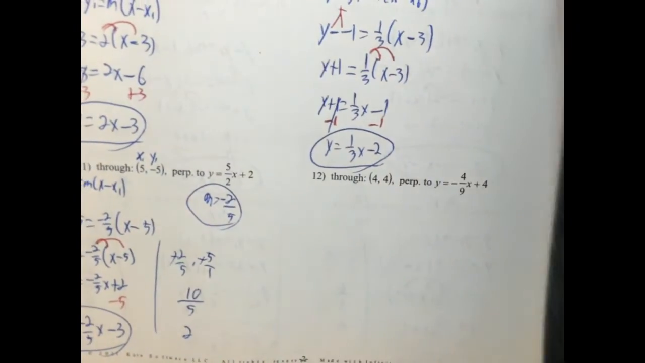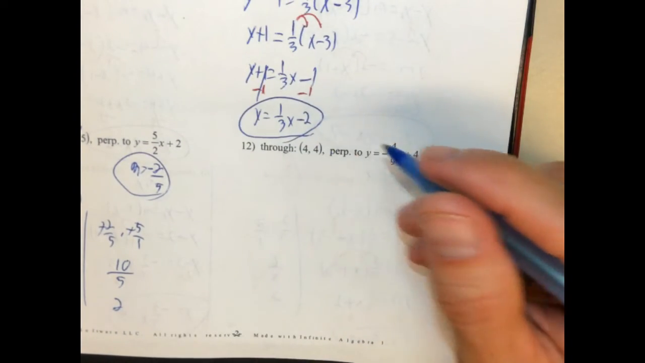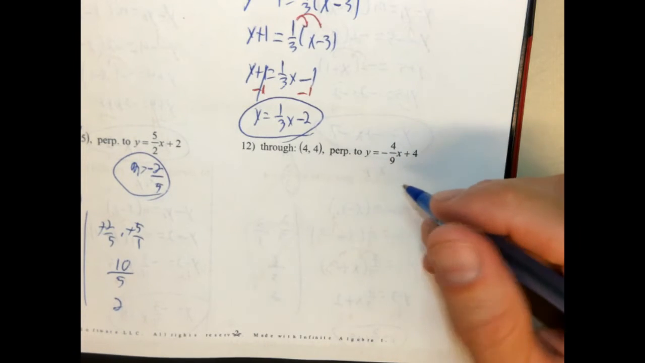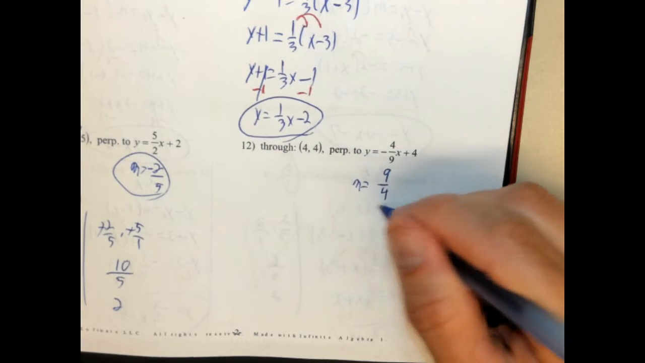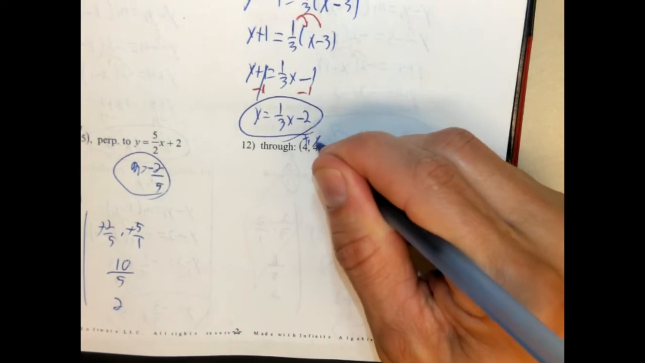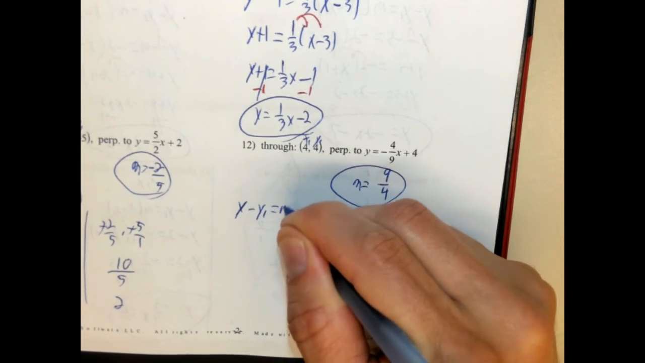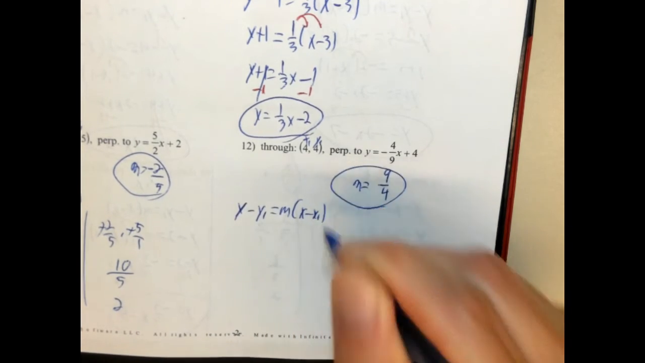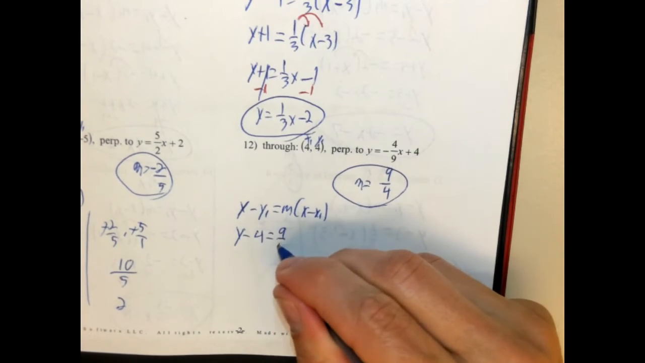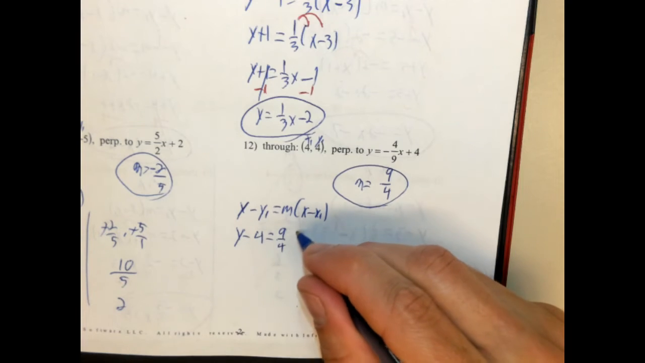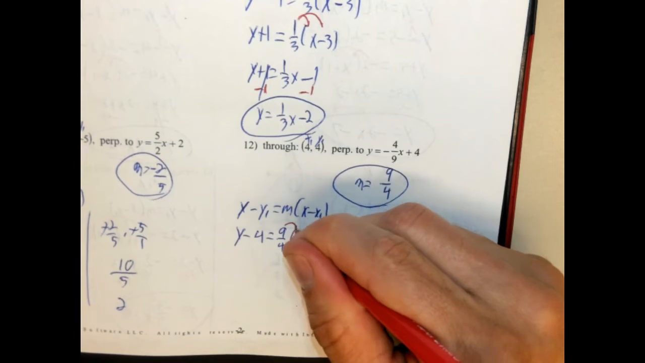Okay. Almost there, guys. Last one. Here we go. If you stuck through all this, I'm impressed. So negative 4/9, we're going to flip that. That's going to become 9 over 4. And negative becomes a positive. And we have x1 and y1. So y minus y1 equals m parentheses x minus x1. So y minus our y1, which is 4. Our m is positive 9/4. Parentheses x minus 4. We're going to distribute that 9/4.